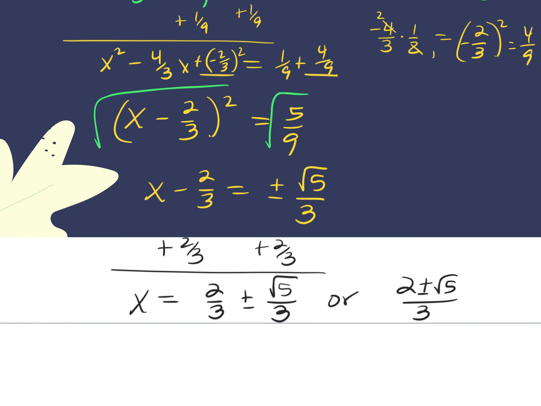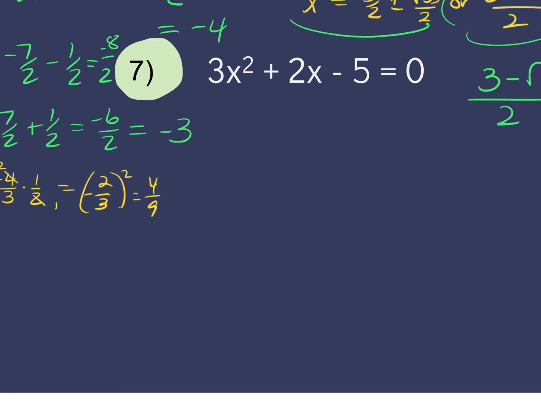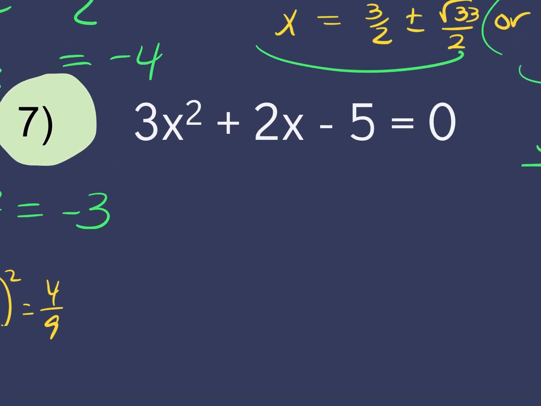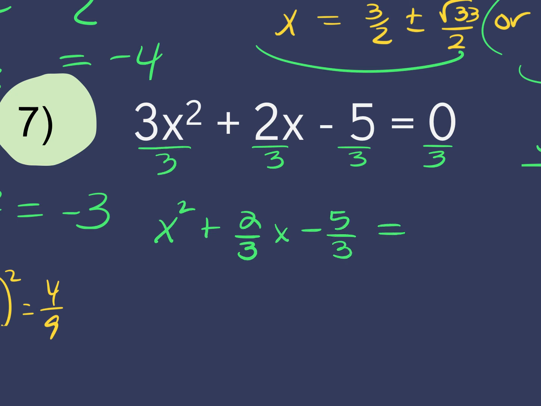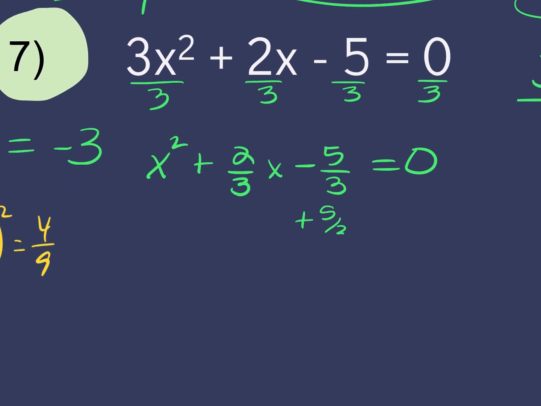Everybody good? All right. We need to get rid of the 3 and then move the constant. Divide everything by 3. Move the constant to the other side, so we can leave the blank space to make it a perfect square trinomial.